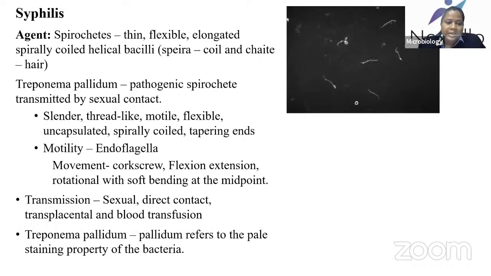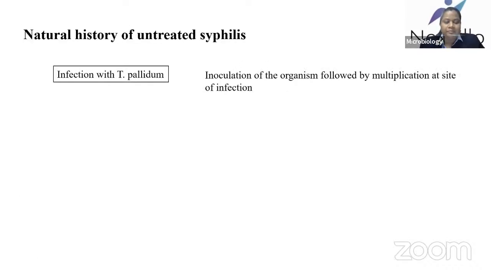And Treponema pallidum, the name pallidum comes because pallidum refers to the pale staining of the bacteria. The pale staining property of the bacteria is how it gives the name pallidum to the bacteria.